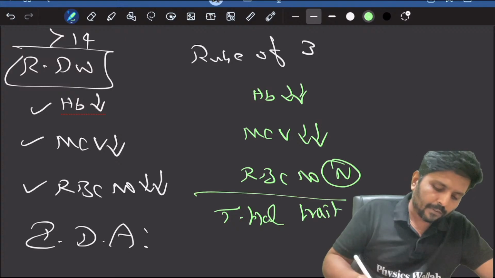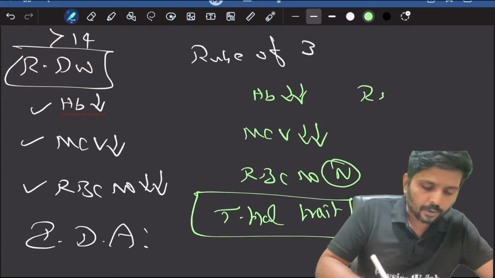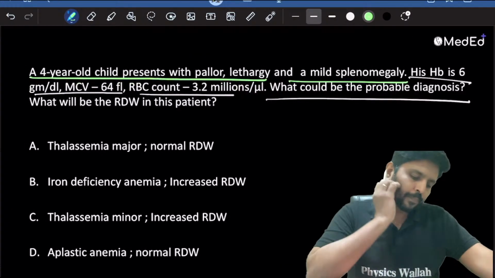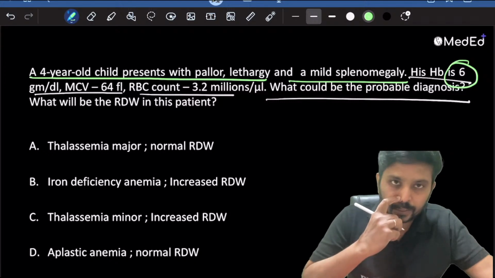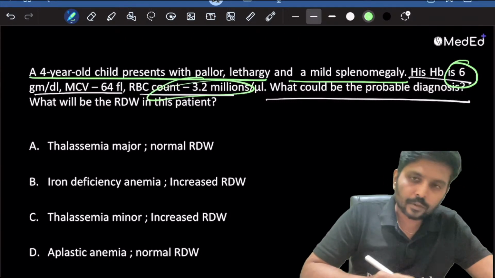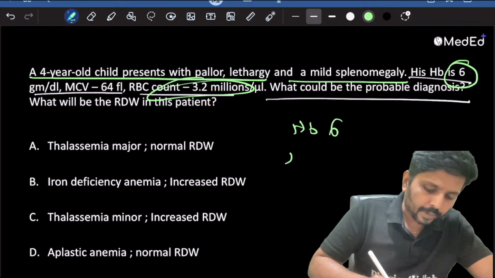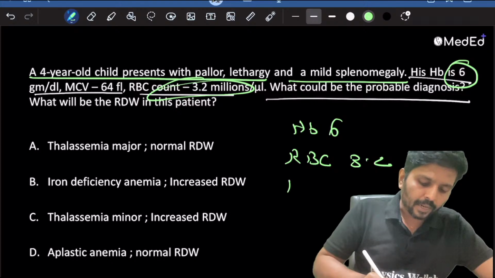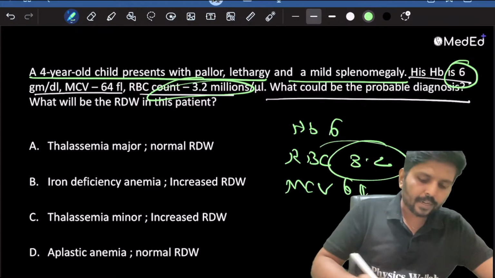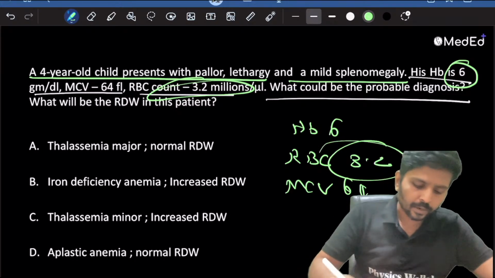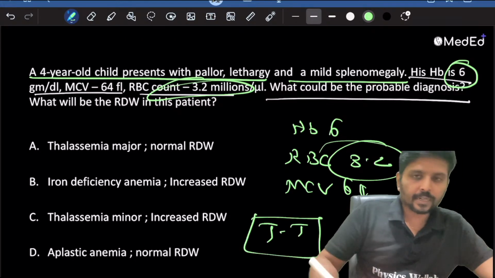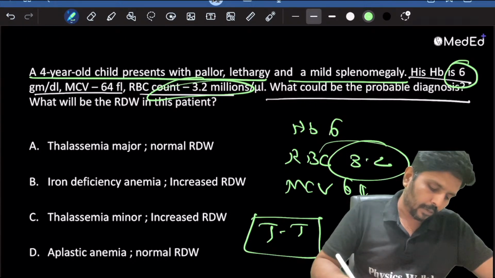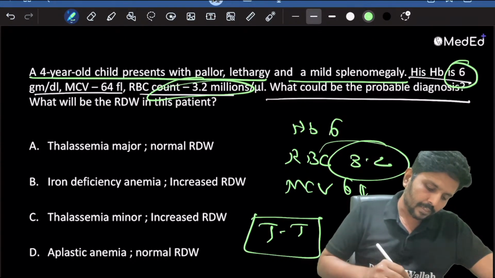Here your RDW will be normal. So let's see in this case. I have a hemoglobin of 6, but RBC count is not reduced. For a hemoglobin of 6, my RBC should be around 1 to 2 million. Here it is 3.2 million and MCV is 64. So I have a disproportionate decrease in RBC number, so I am thinking in terms of thalassemia trait. For thalassemia trait, your RDW will be low or normal. So this is a case of thalassemia.